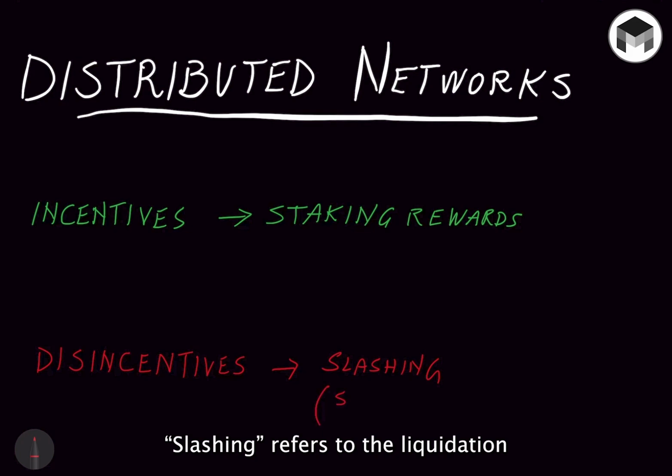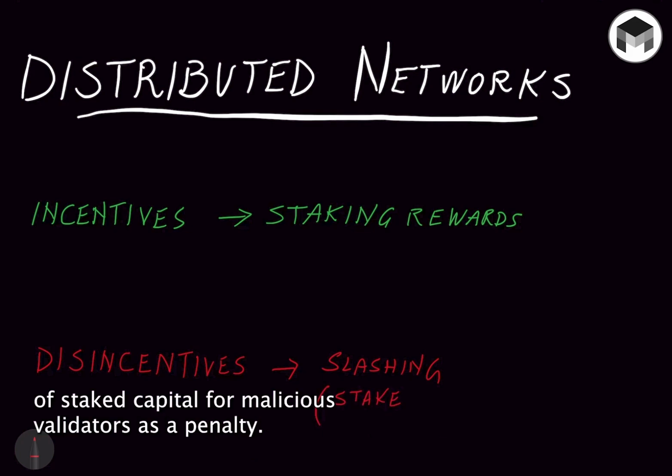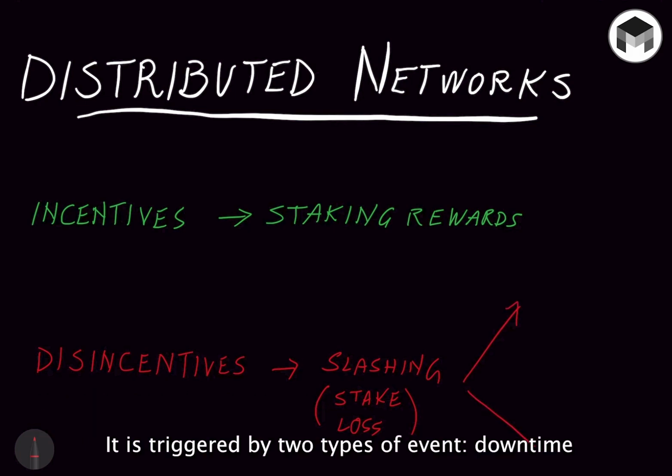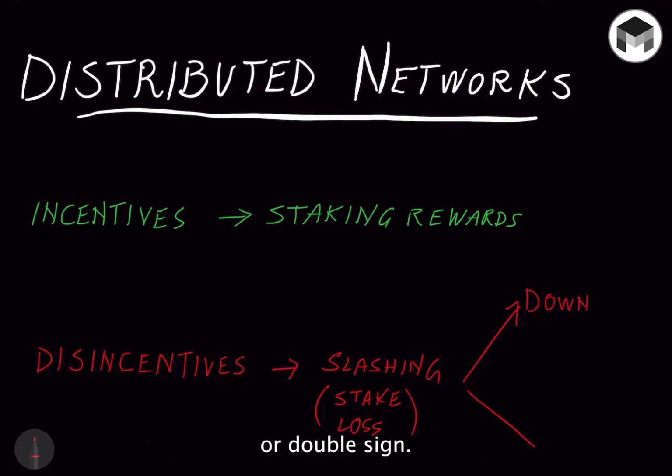Slashing refers to the liquidation of staked capital for malicious validators as a penalty. It is triggered by two types of event: downtime or double sign.